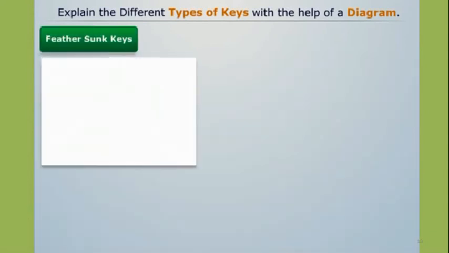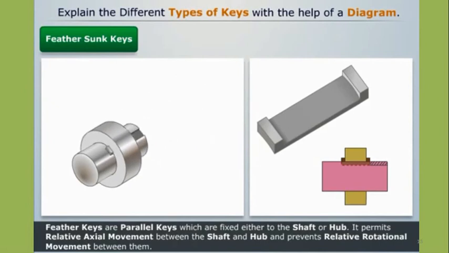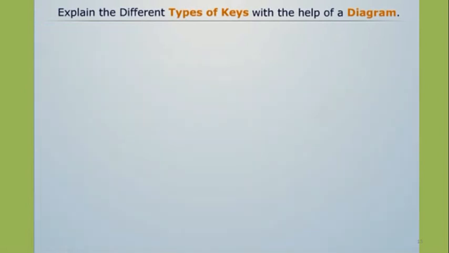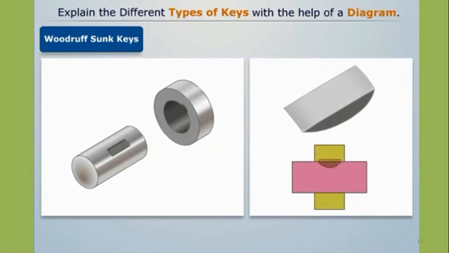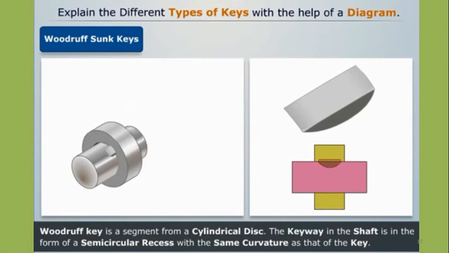Feather keys are fixed either to the shaft or hub. It permits relative axial movement between the shaft and hub and prevents relative rotational movement between them. Woodruff key is a segment from a cylindrical disc as shown. The keyway in the shaft is in the form of a semicircular recess with the same curvature as that of the key. The lower portion of this key fits into the circular keyway in the shaft.